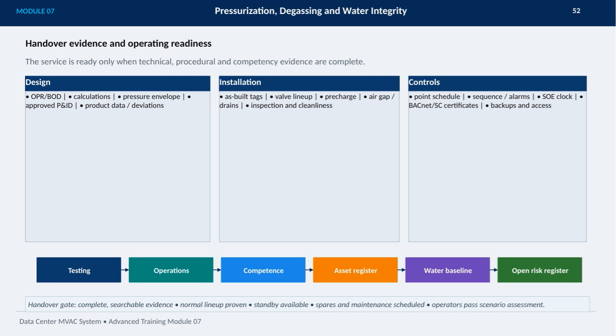Finally, a complete searchable handover gate confirms normal lineup is proven, standby systems are available, spare parts and maintenance are scheduled, and that asset registers, water baselines, and open risk registers are all up to date. This comprehensive approach ensures reliable and safe system handover.